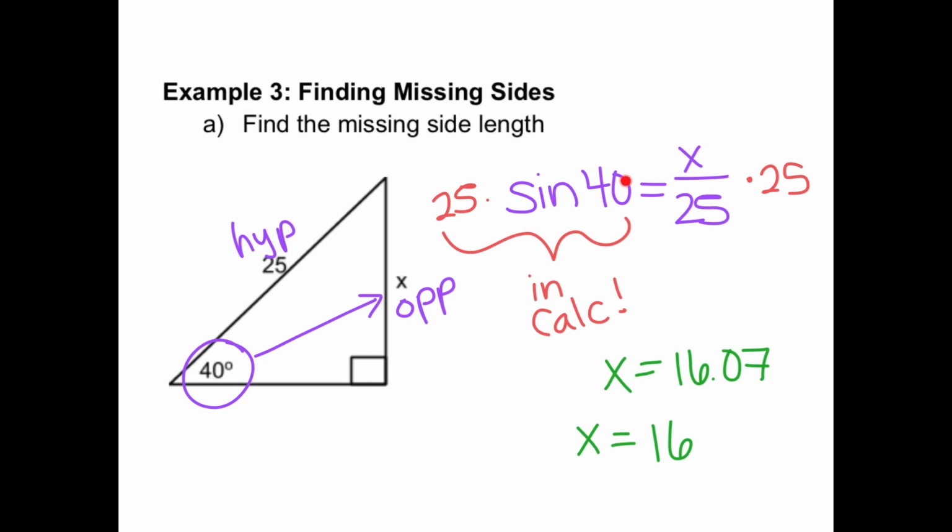What you need to remember here is that the sine of 40 is a number. It's some crazy decimal. So when you're solving for x, all you have to do is undo this division over here by multiplying both sides by the denominator. So I'm going to multiply both sides by 25. You type this in your calculator, 25 times the sine of 40, and x will equal 16.07. I just rounded it to 16 just to have nice sides of a triangle.